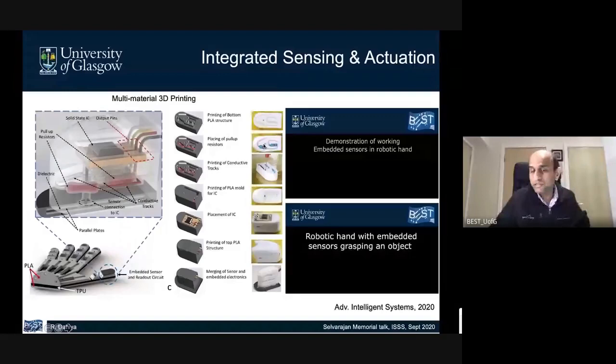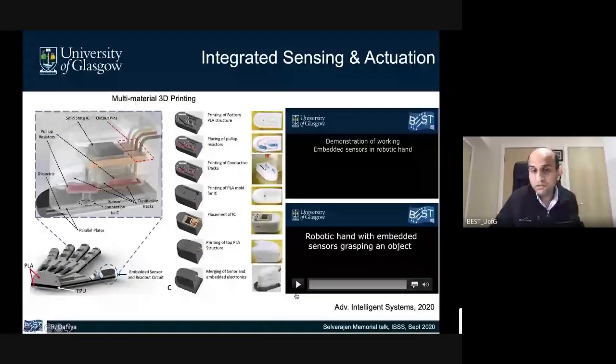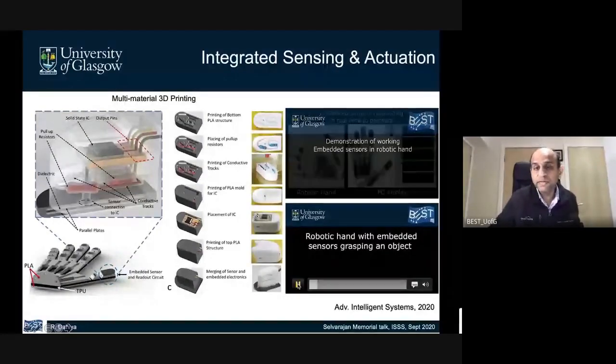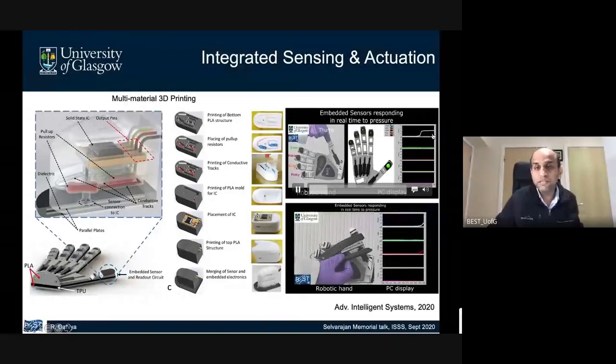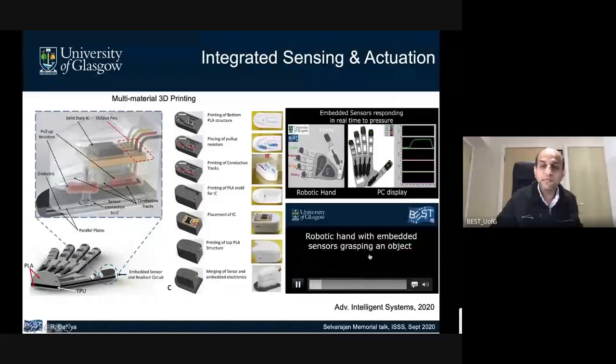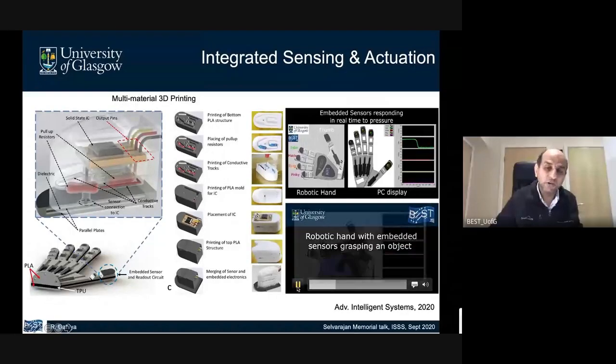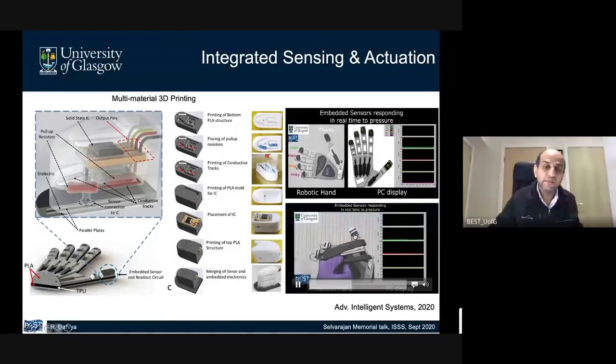And the videos on the side show the response of this hand. These are the capacitive arrangements. So you press them, you can see the response. All phalanges in this case have that kind of capacitive arrangement. And this example was when the robot hand grasped objects using feedback based on these capacitive sensors.